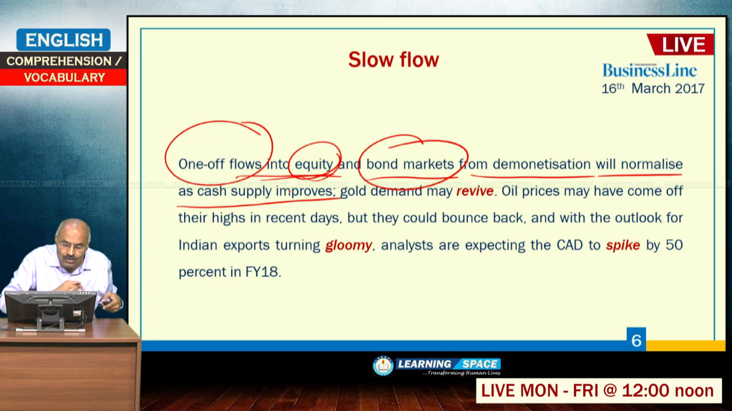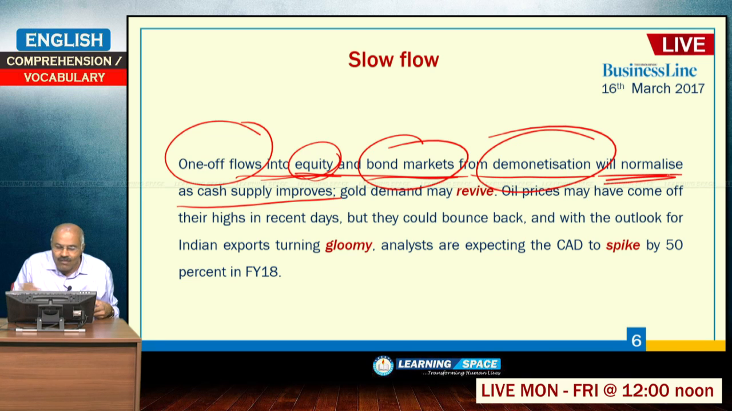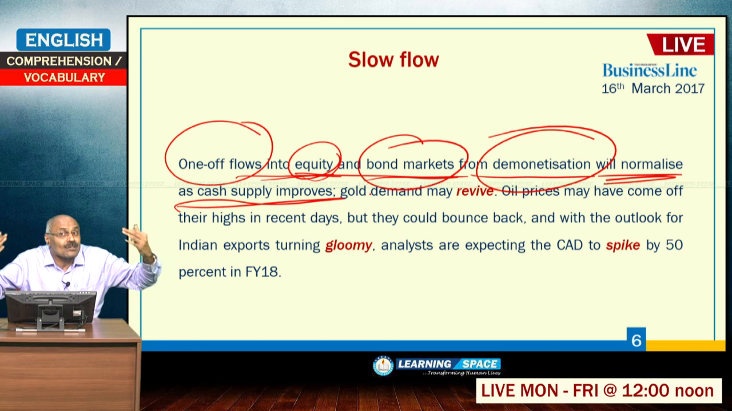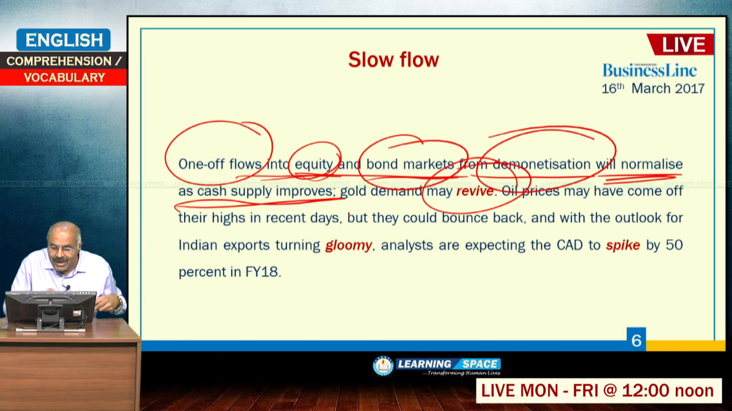So, equity market, or you can say equity instruments, bond markets, or you can say debt instruments. One-off flows into equity and bond markets from demonetization will normalize as cash supply improves. As cash supply improves, the advantages or the tailwinds which we have got because of one-off flows of demonetization will evaporate gradually. Gold demand may revive.